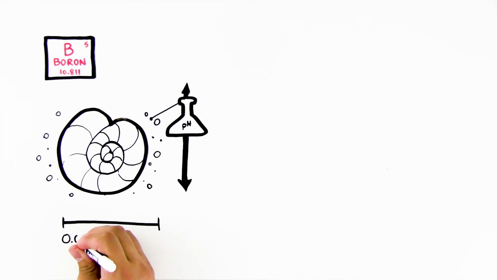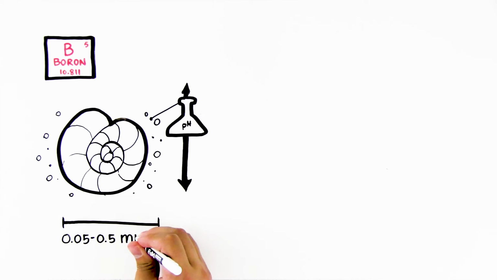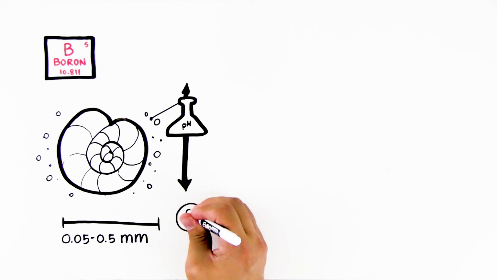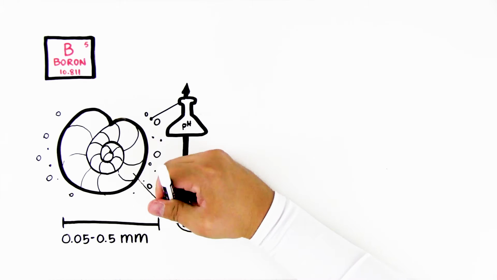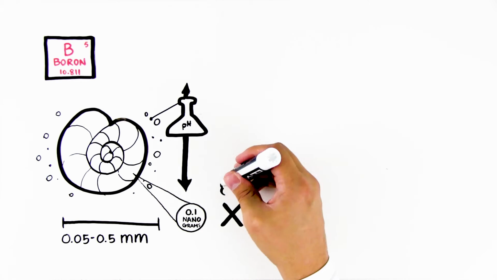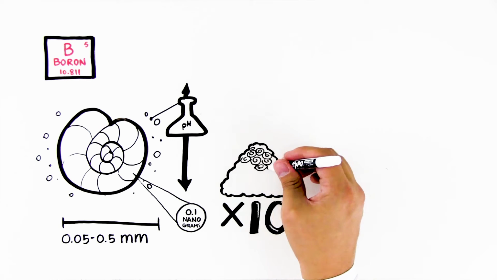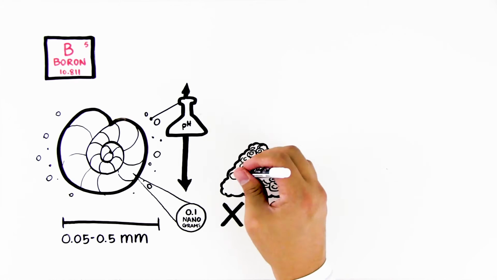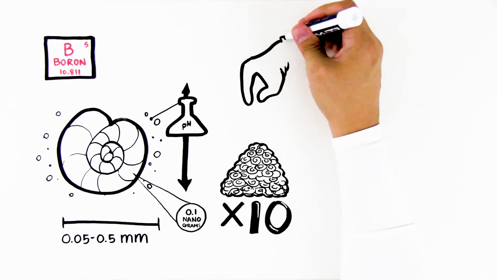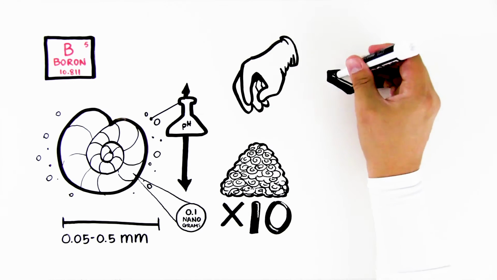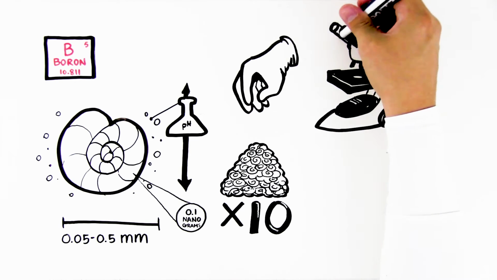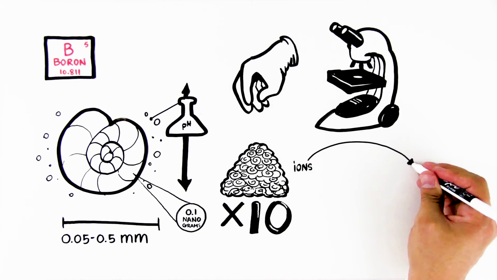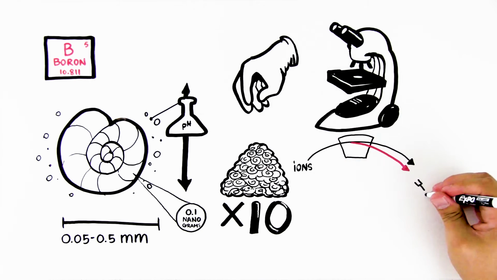However, foraminifera are tiny, typically 0.05 millimeters to 0.5 millimeters, and only contain around 0.1 nanograms of boron. Typically, analyses require 10 nanograms. So we need a lot of foraminifera in order to properly measure the boron isotope composition. Selection is time-consuming and done by hand-picking and microscope work. Isotope measurements are done by MC ICP MS.